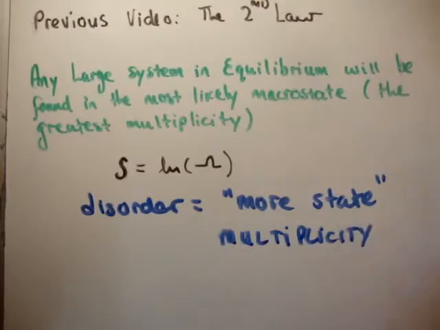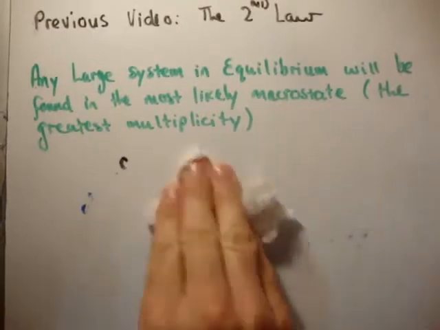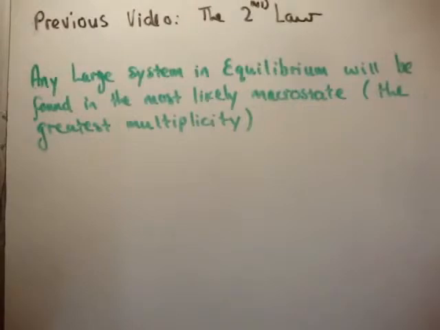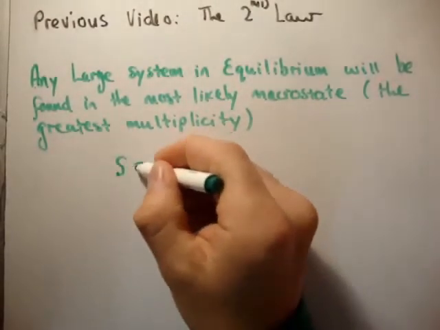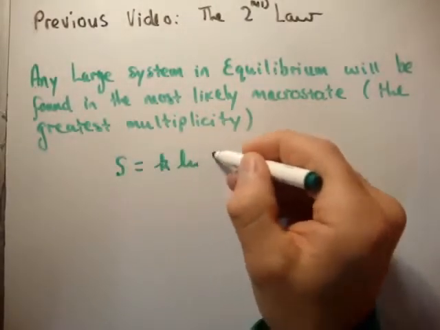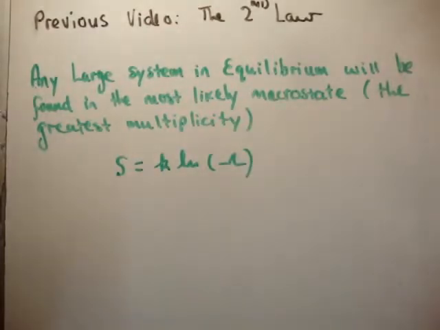So in order to increase the number of states, or in order to increase the disorder, you must increase the number of states, or increase the multiplicity. Well, how do we do it? So let's go ahead and take an example. So I'm going to plug in the actual equation. S is equal to k natural logarithm of the multiplicity.